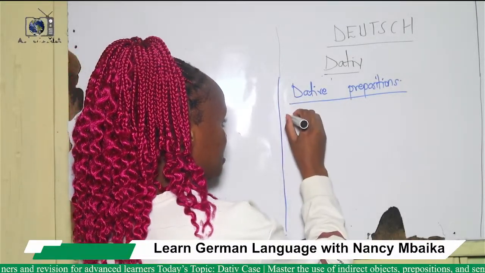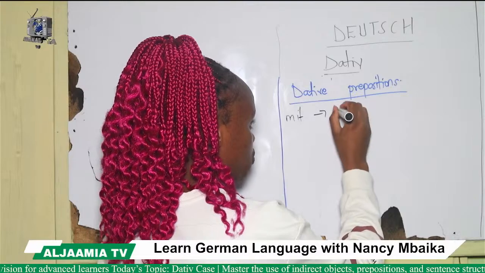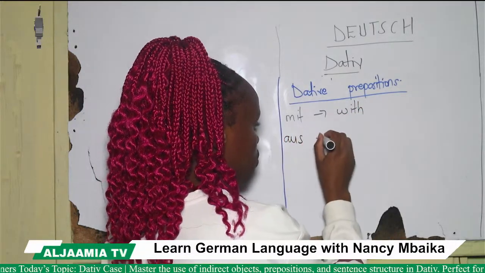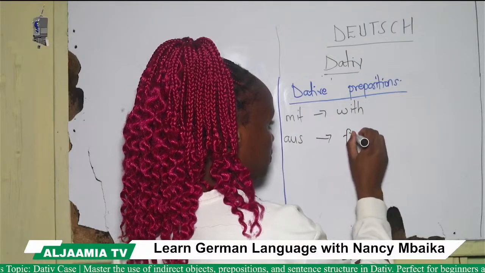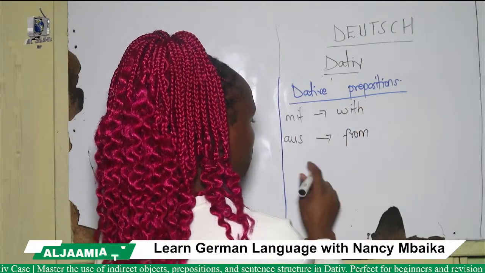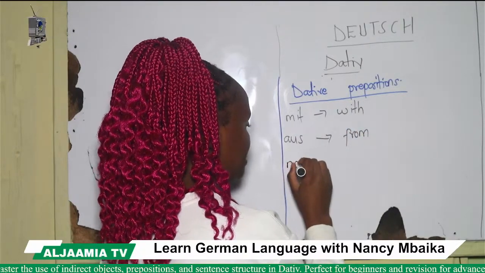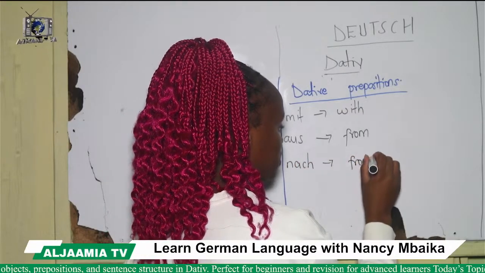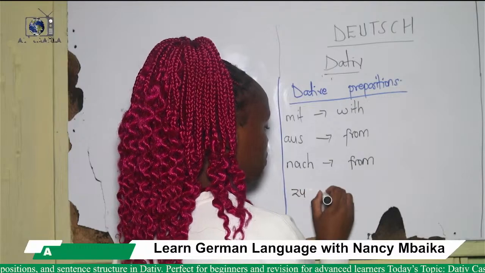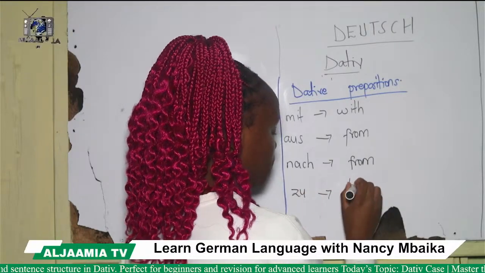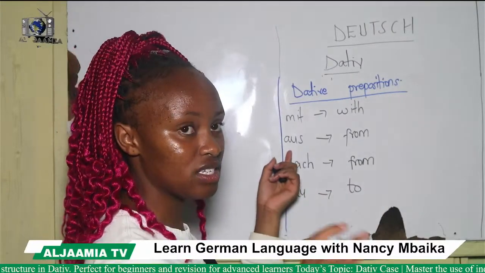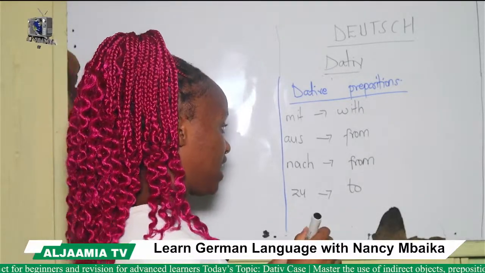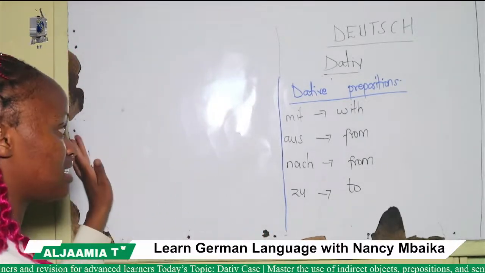So we have mit, which means with. We have aus, which means from. We have nach, which also means from. Also we have zu, which means to. This aus, mostly it's used when you want to say I come from this country, something of the sort. Okay, so let us put down some sentences here.